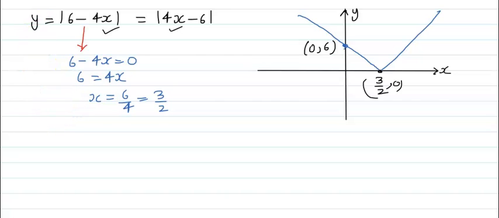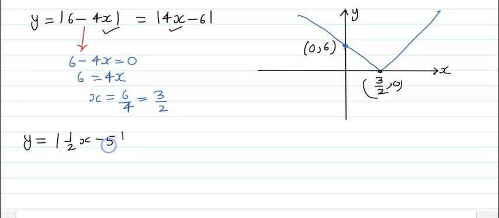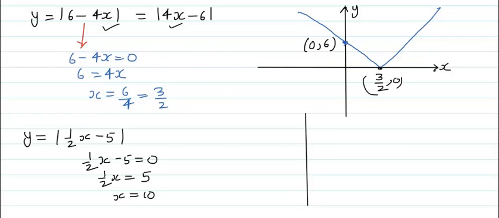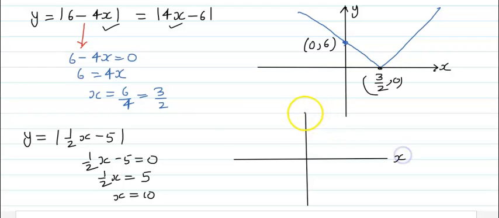Another question is, okay, y equal to the modulus of half x minus 5. Same thing, you need to do the same. You just put half x minus 5 equal to 0. It will be half x equal to 5 and x is 10. Okay, now we need to sketch the graph to find the coordinates where the lines are intersecting. So x, y, this point is, suppose, 10 and 0.